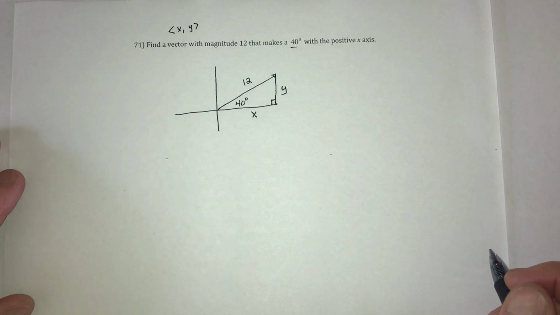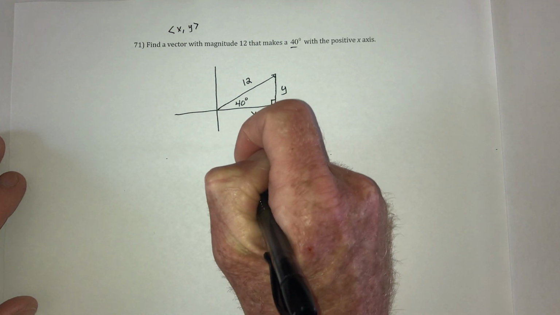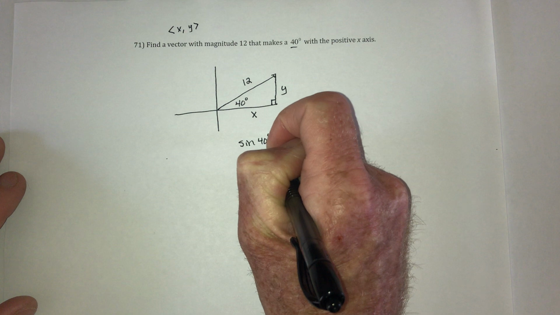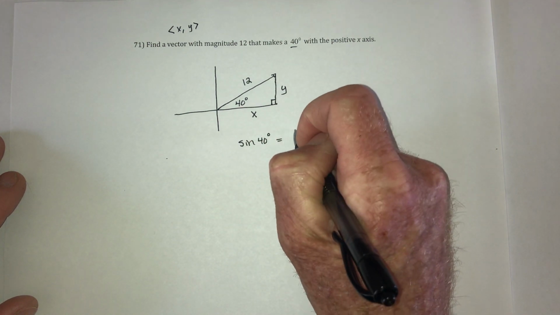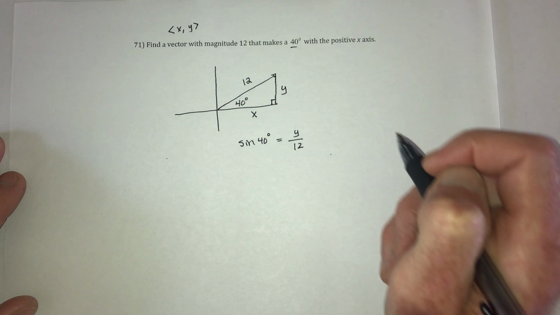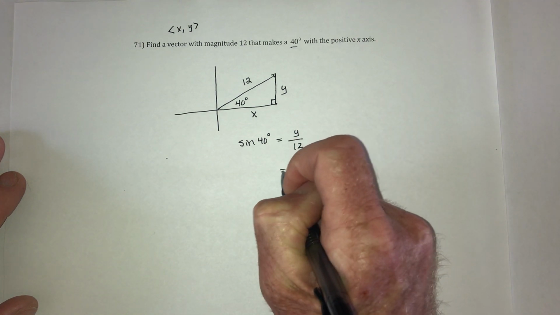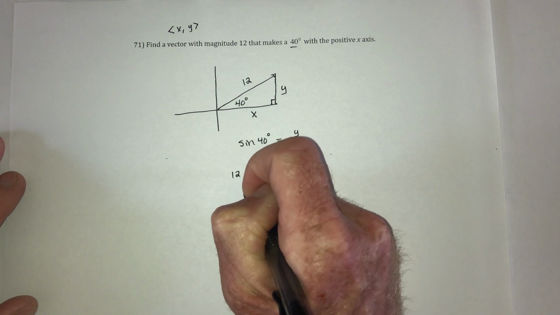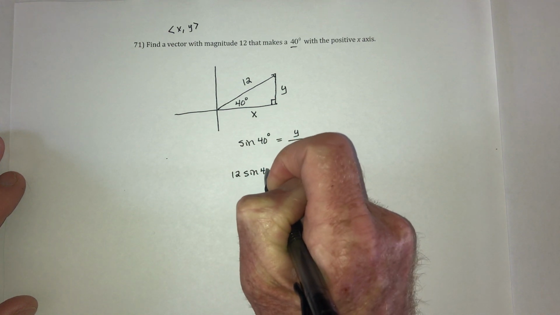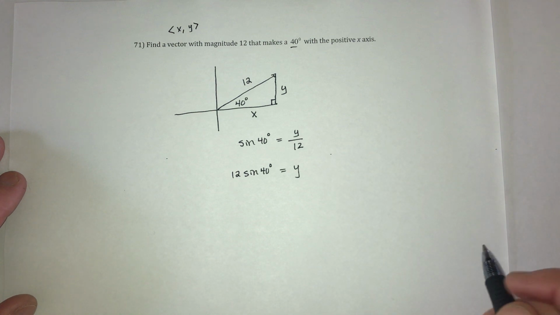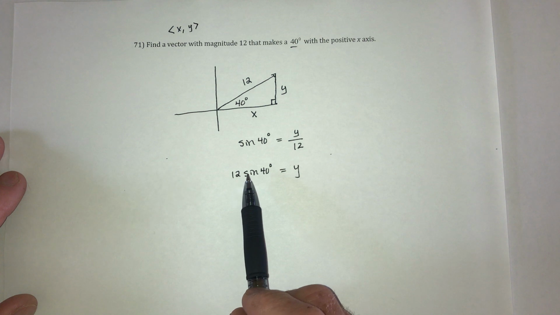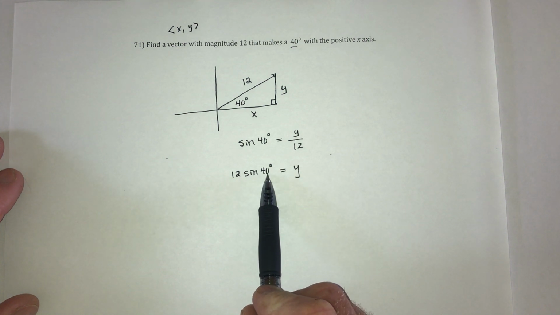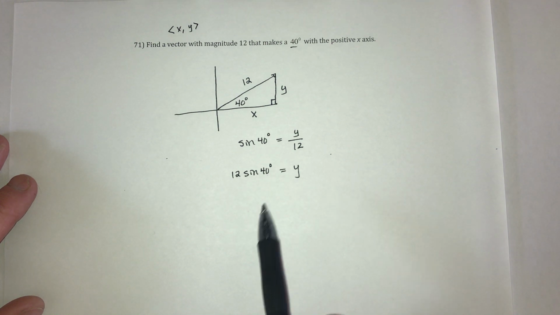And now we could just use sine and cosine. For example, sine of 40 degrees. So sine is opposite over hypotenuse. So that's y over 12. Or in other words, multiply both sides by 12. So y is equal to r sine theta, just like when we were doing parametric and polar functions. So this shows up a lot.